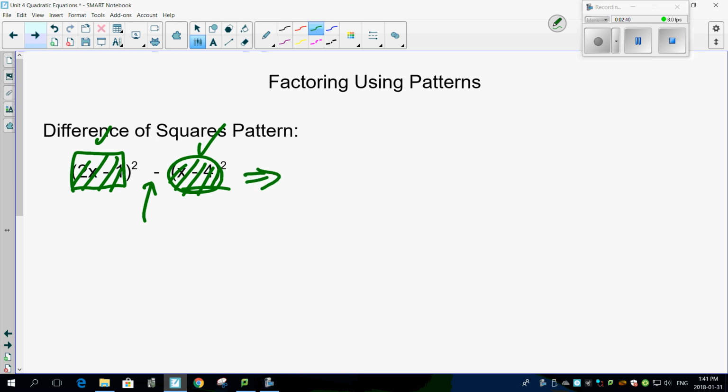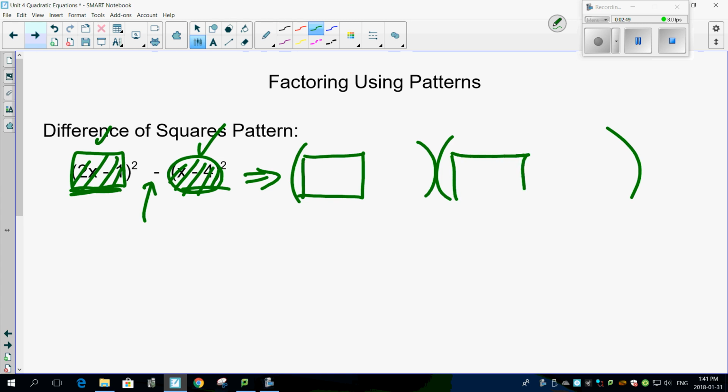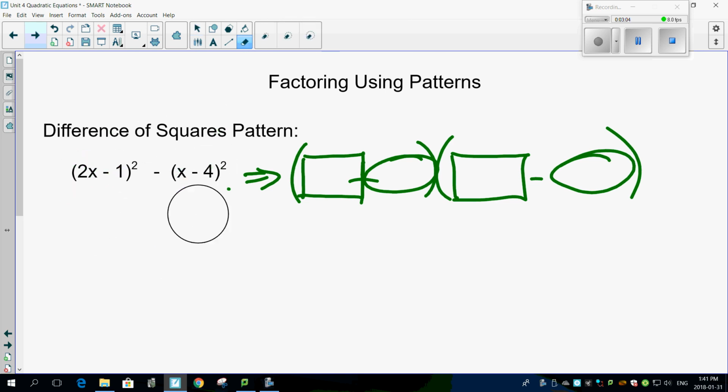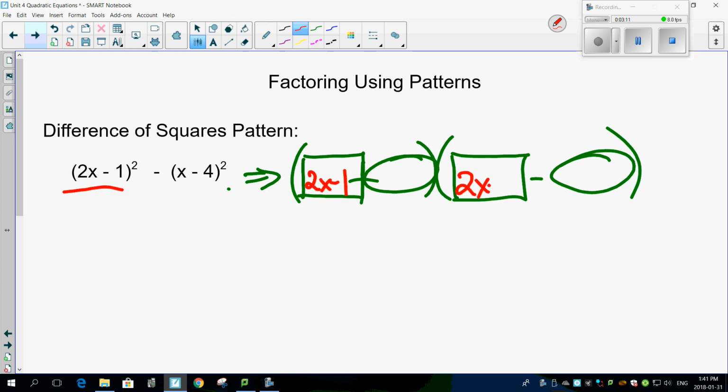So what would you do with this particular one? Well, simple. I would say, okay, what's the square root of box squared? Square root of box squared is just box. What's the square root of circle squared? Oh, that's just a circle. Make one a plus, make one a minus, and you're done. But look at this. What's inside the box? What's inside the circle? What's inside the box is 2x minus 1. What's inside the circle? x minus 4.